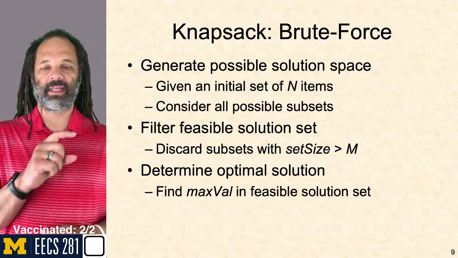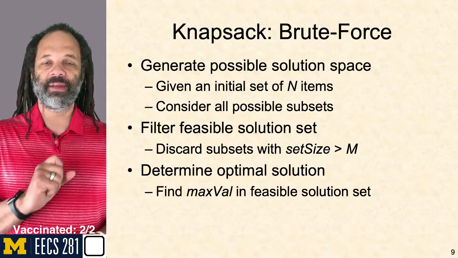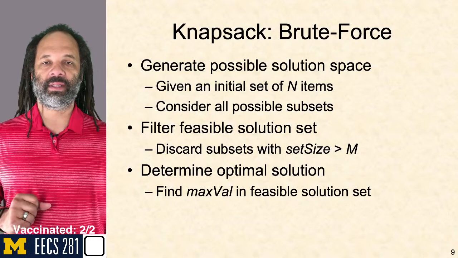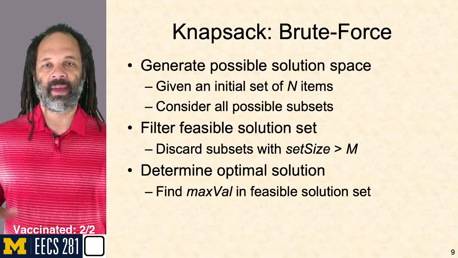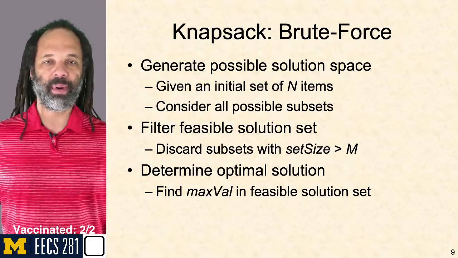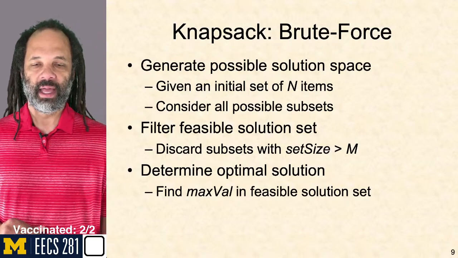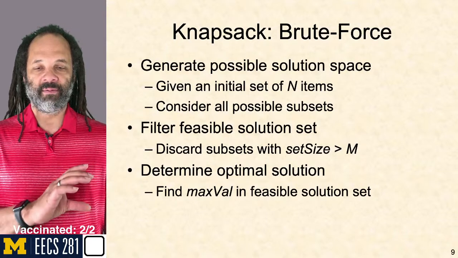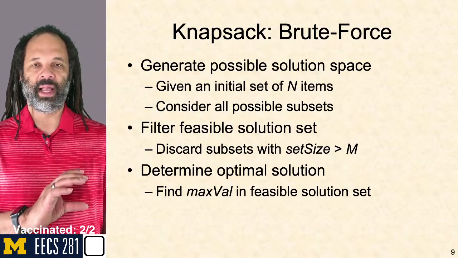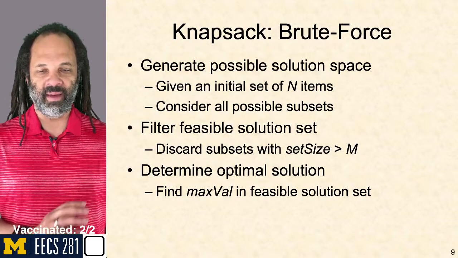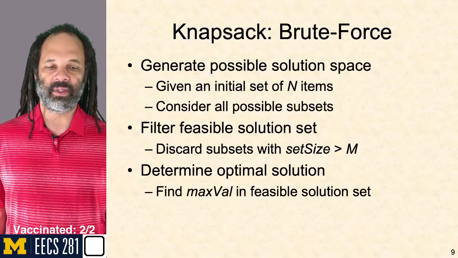We'll consider all the possible subsets. We'll filter out the feasible solutions. These are the ones that don't overflow the bag. They may be way less than the bag fill, but they won't be more than the bag fill, and that's the constraint violation that we can't have. And then, of those feasible solutions, when we apply our objective function, we'll find the maximum value feasible solution.